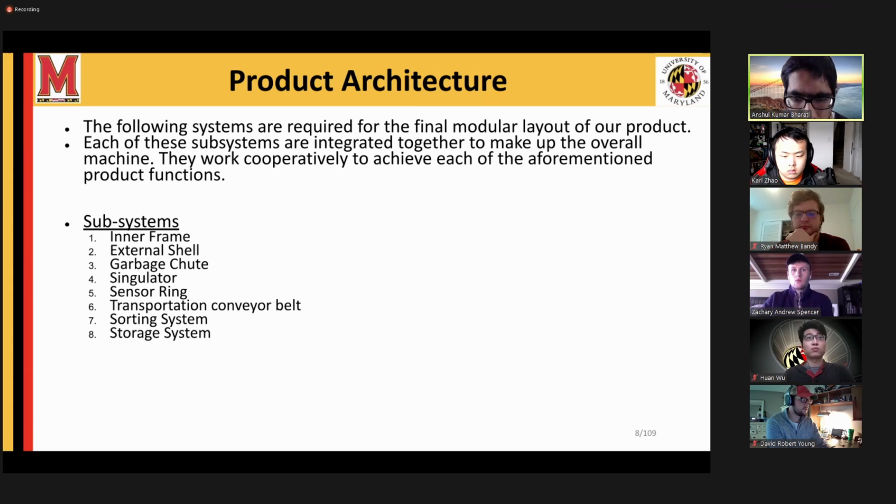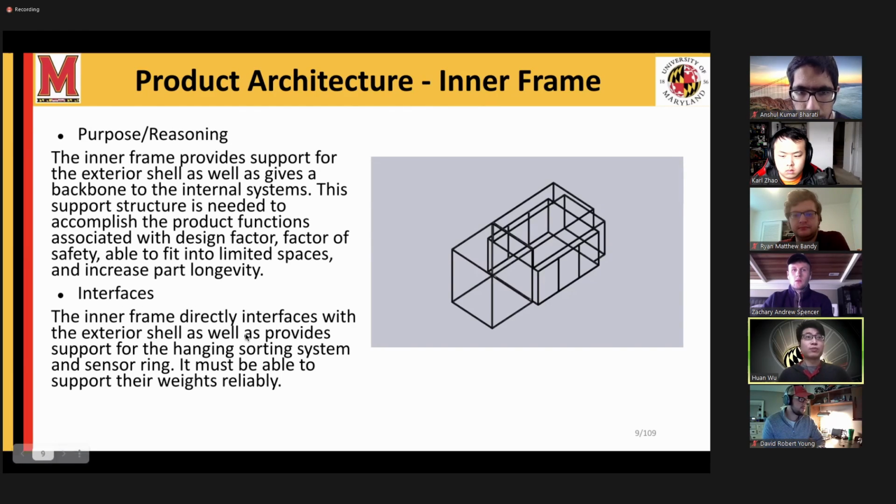The subsystems presented in our final concept are an inner frame, external shell, garbage chute, singulator, sensor ring, conveyor belt, sorting mechanism, and storage units. The inner frame provides support for the exterior shell as well as gives a backbone to the internal system. This support structure is needed to accomplish the product function associated with design factor of safety, able to fit into limited spaces, and also increase part longevity.